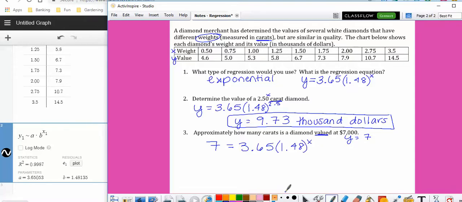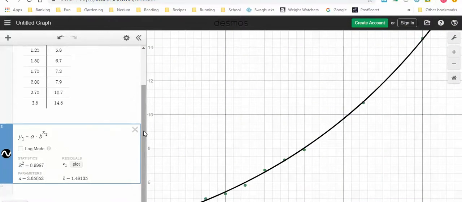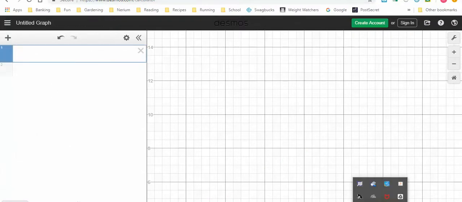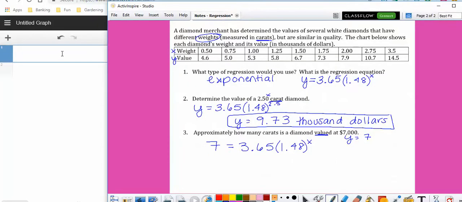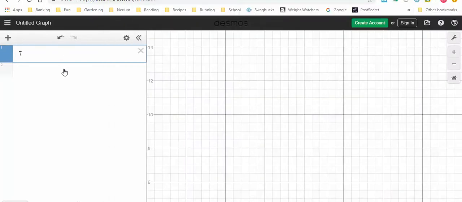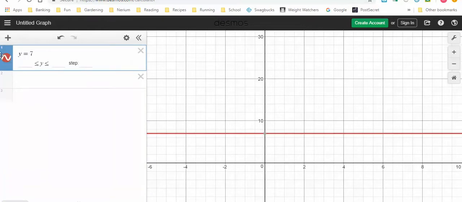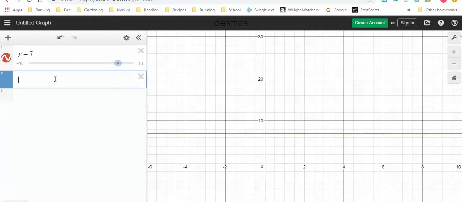Now, the nice thing about this is I can use Desmos to help me here as well. So I'm going to close out what we had because we don't need those anymore, and I'm going to go to my first equation. So the first side of the equation was 7. So I'm going to put that in the first line. I might have to zoom out a little bit so we can see it. Oh, sorry. We're going to put y equals 7. And there's that red line there.